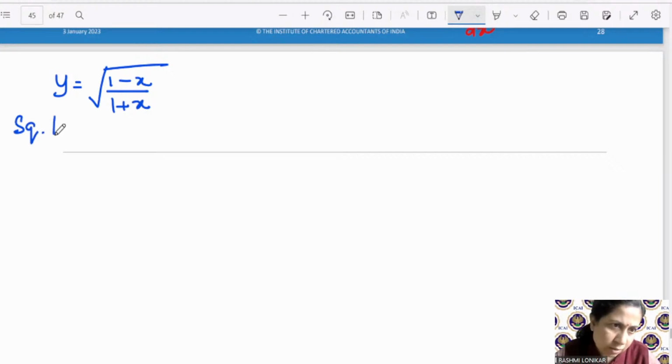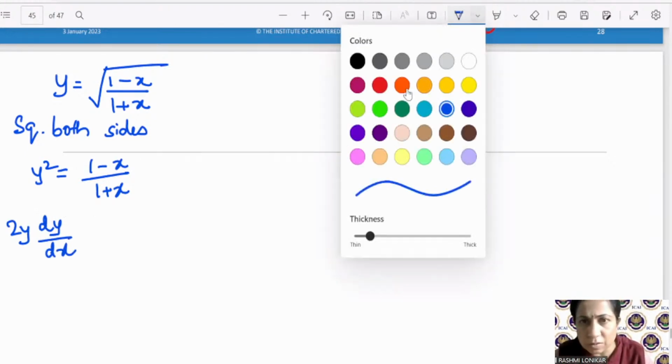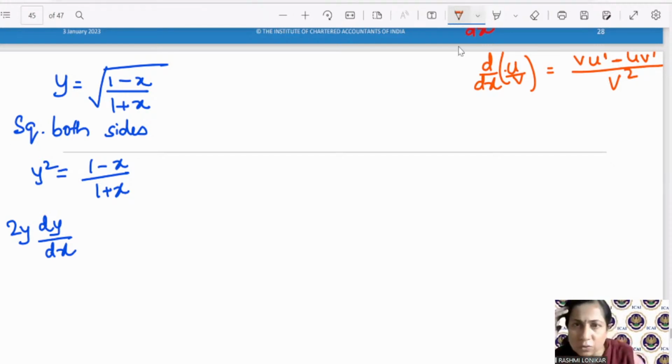Squaring both sides, I have y square is equal to 1 minus x upon 1 plus x. Finding the derivative, this is 2y dy by dx. Now which formula will I use? This is d by dx of u upon v is equal to 1 upon v square, v into u dash minus u into v dash. Okay. So we are going to use this.